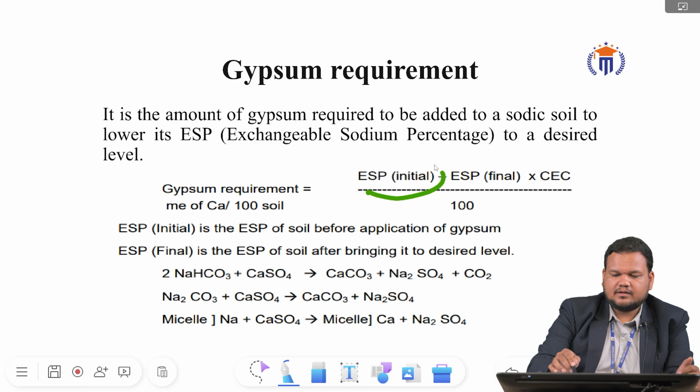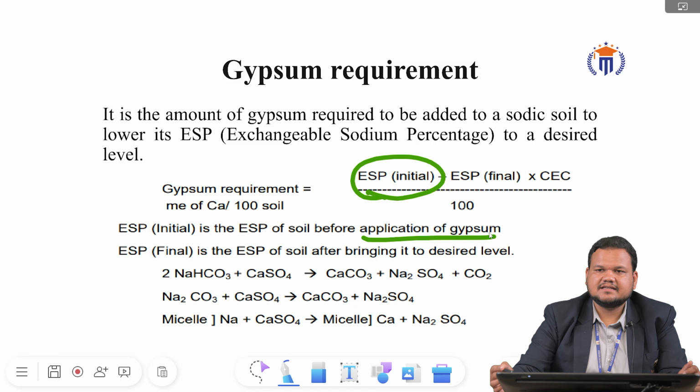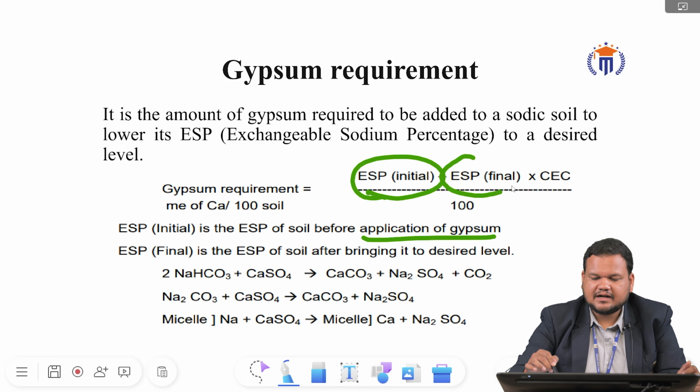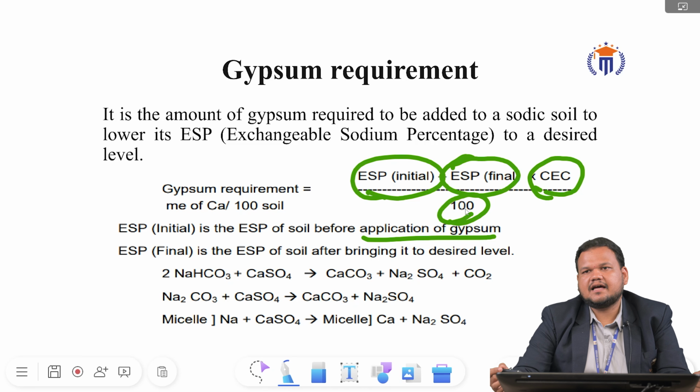So this is calculated with the formula: ESP initial, exchangeable sodium percentage we can see initially, that is before application of gypsum. And final ESP, after application of gypsum, we can see the exchangeable sodium percentage into cation exchange capacity, which means the amount of calcium that is occupying this sodium, divided by 100. This is how we can calculate the gypsum requirement for a particular soil.